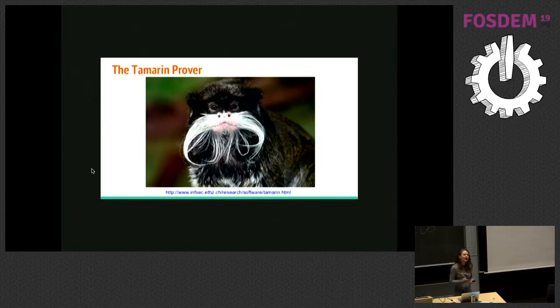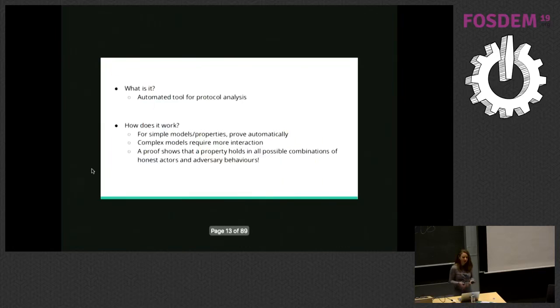And this is a symbolic analysis tool. Now, what is this? Well, it's an automated tool for protocol analysis. And how does it work? So for simple protocols, it allows you to prove properties in a very automated fashion. You can code them up and you push a button and say, go. For more complex protocols, like TLS, a lot more interaction with the tool is actually required. But if you get a proof in this tool, it shows that the property will hold in all possible combinations of client, server, and adversary behaviors. And this is what you want.